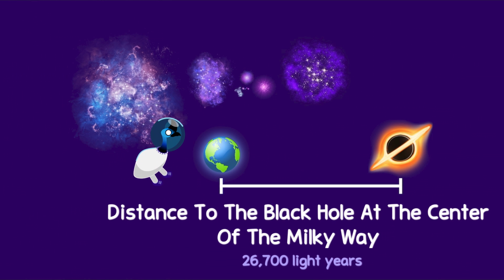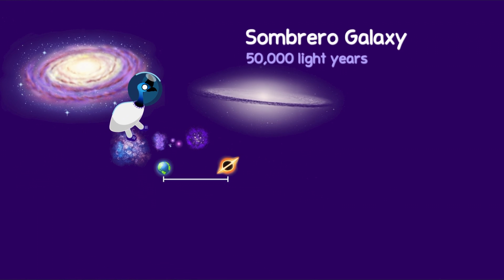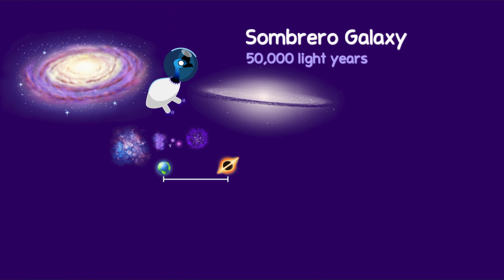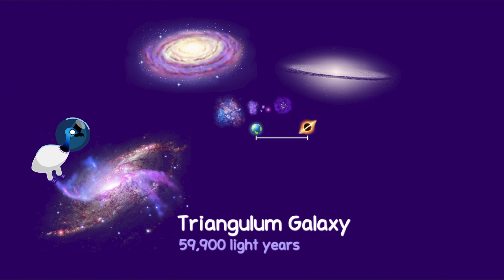Distance to the black hole at the center of the Milky Way, 26,700 light-years. NGC 3310, 50,000 light-years, a spiral galaxy with vibrant star formation and beautiful cosmic structures. Sombrero Galaxy, 50,000 light-years, a spiral-shaped galaxy with a wide brim of stars. Triangulum Galaxy, 59,900 light-years.